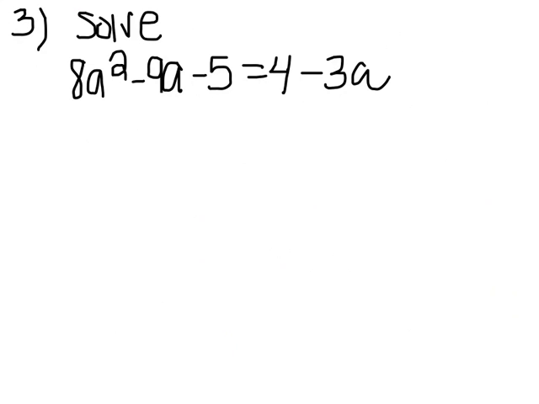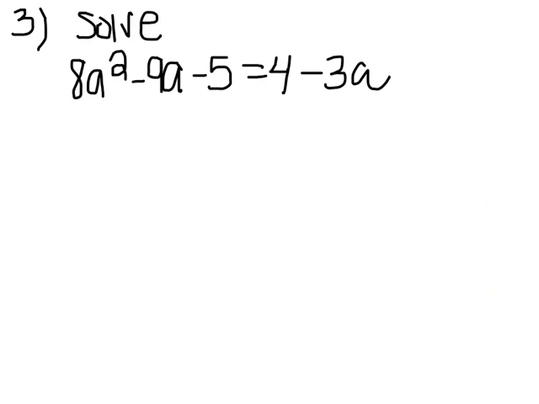In our last example, we'll be solving the equation 8a squared plus 9a minus 5 equals 4 minus 3a. Because we have an a squared, we know that this will be a quadratic equation and that we need to factor this equation. We need to solve this equation by factoring.